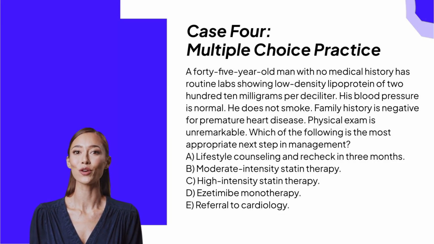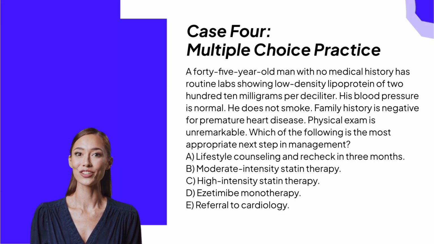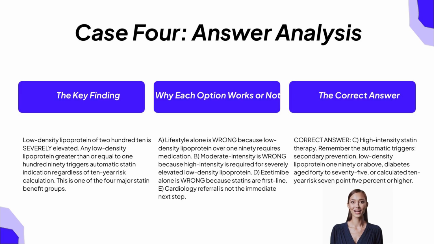One more practice question to cement these concepts. This 45-year-old man has a low-density lipoprotein of 210. What's the most appropriate next step? Think about which statin indication group this triggers. This one should be straightforward now.